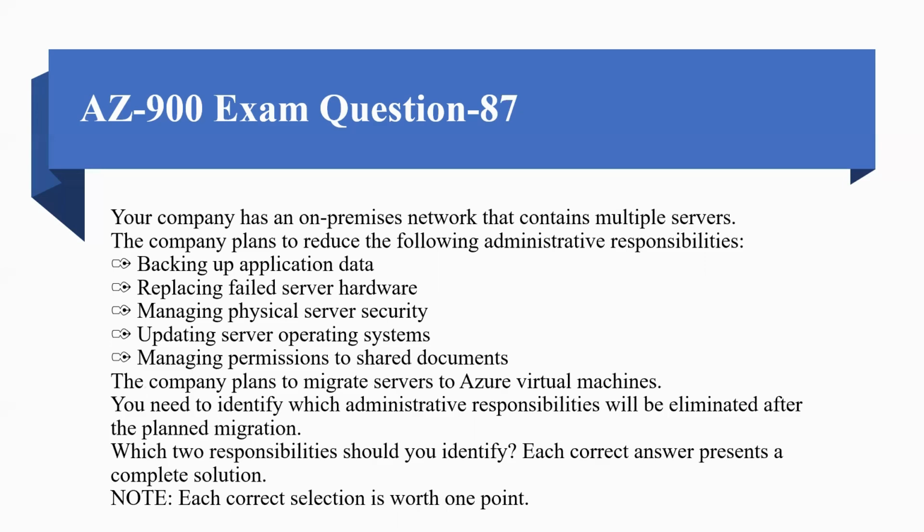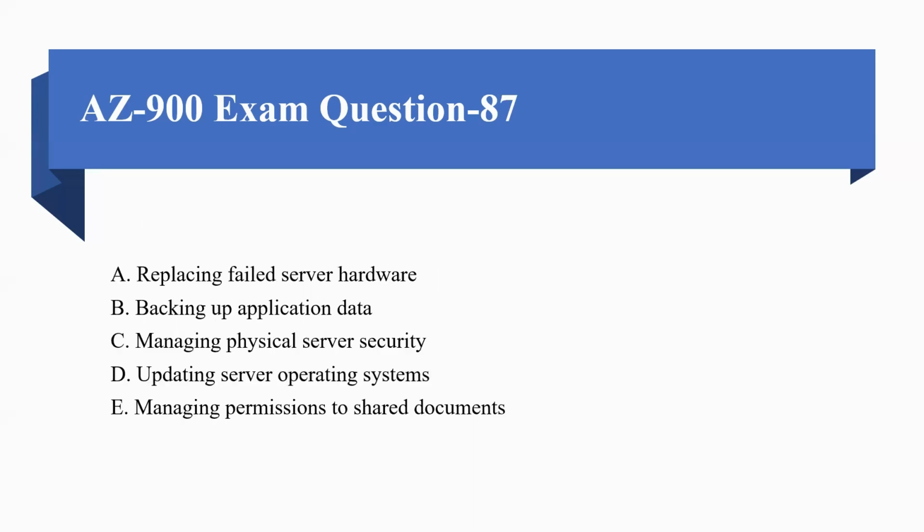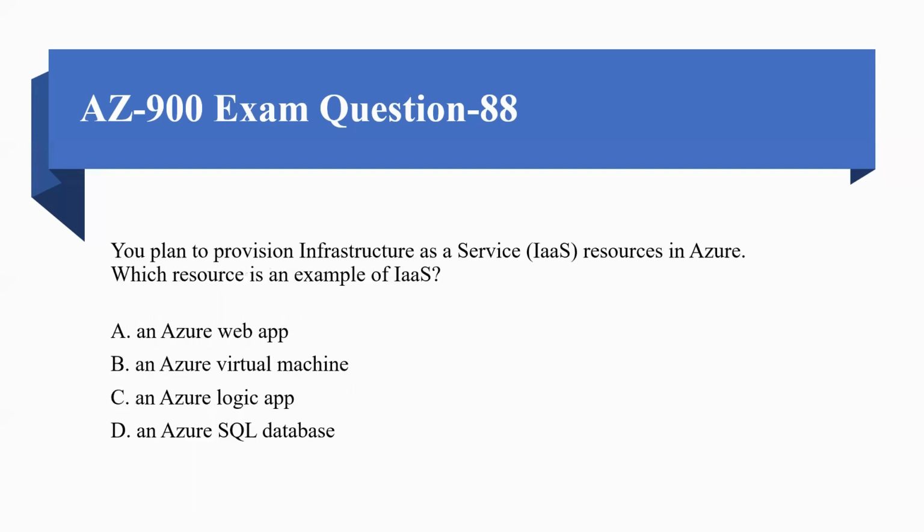And we have to find among these. Number A, replacing failed server hardware. Number B, backing up application data. Number C, managing physical server security. Number D, updating server operating system. And number E, managing permissions to the shared document. We have to select two, and correct option is A, replacing failed server hardware, and number C, managing physical server security.